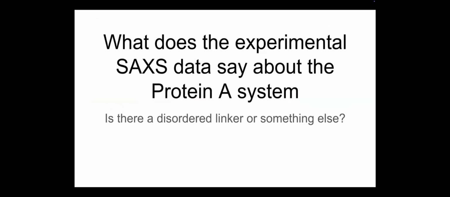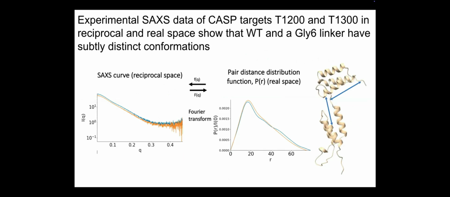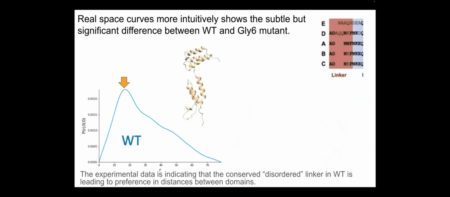So what does the experimental data show us about the protein A system? Is it a truly disordered linker or something else? Here we collected data on both the wild type and the mutant, where we mutated the conserved linker. You can see the reciprocal space curves here, and they're slightly different. Similar to crystallography, we can do a Fourier transform and get the real space. This is the distribution of electron pair distances, so it's much more intuitive in real space.